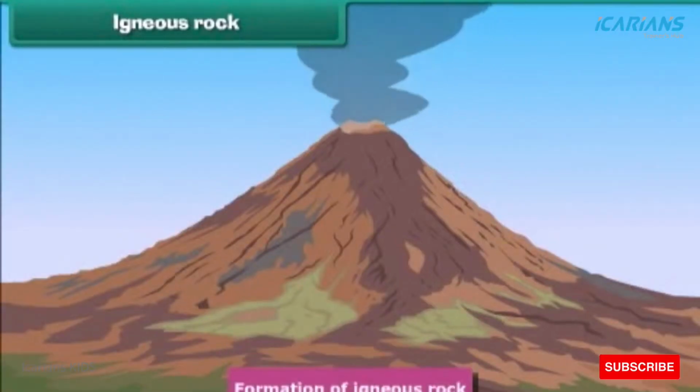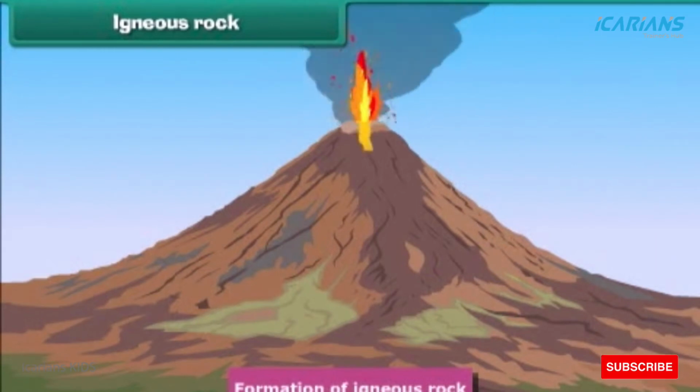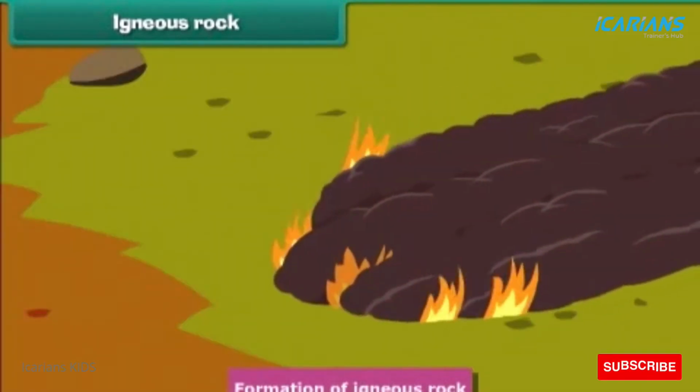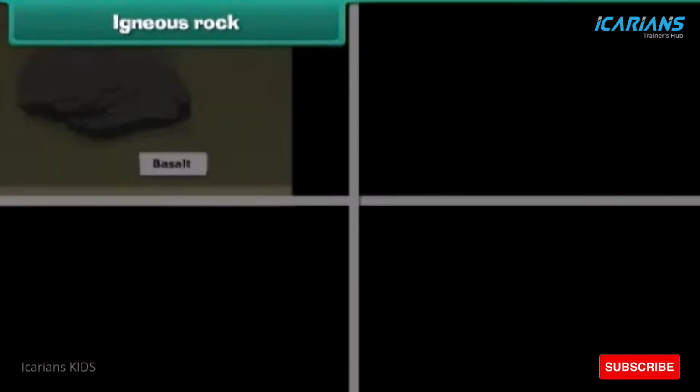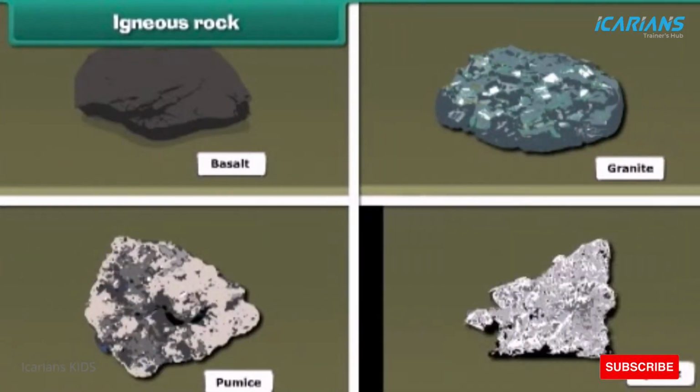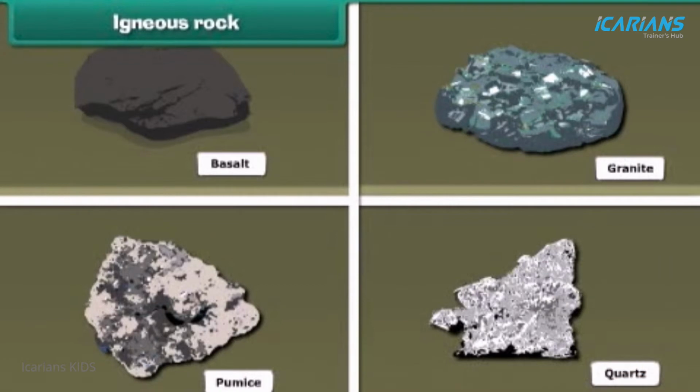Igneous rock is formed when molten rock, like lava in volcanoes, cools and gets hardened and solidified. It is often shiny and glossy. Basalt, granite, pumice, and quartz are examples of this kind of rock.